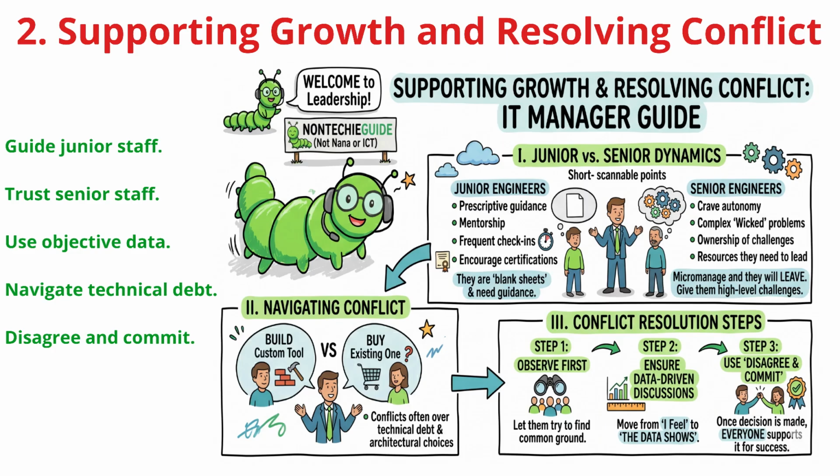When navigating conflict, often over technical choices like building a custom tool versus buying one, follow these 3 steps. First, observe and let them try to find common ground. Next, ensure discussions remain data-driven, moving from "I feel" to "the data shows." Finally, once a decision is made, enforce the rule to disagree and commit to ensure project success.